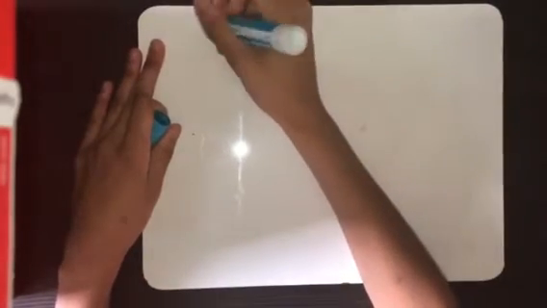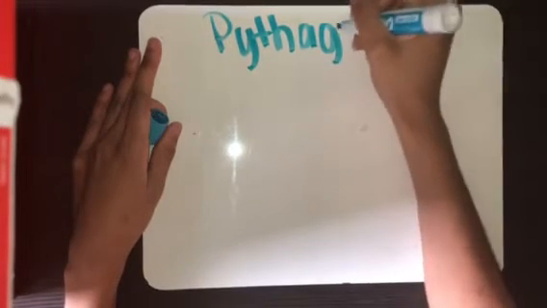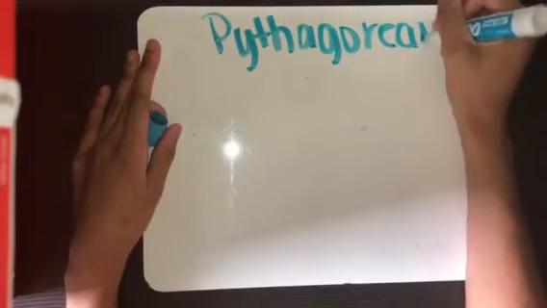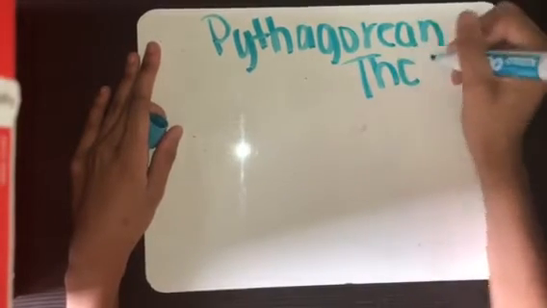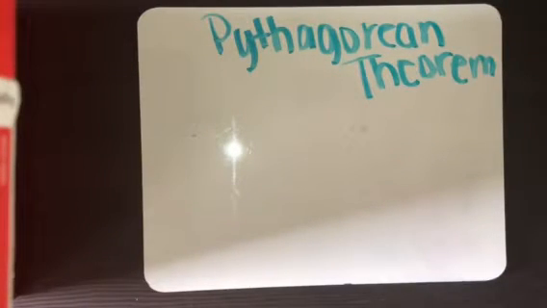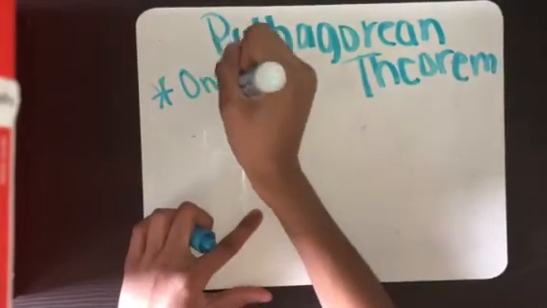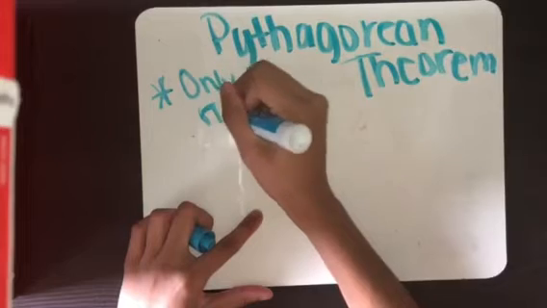Alright, yeah, so we're going to be starting our next unit, which is Pythagorean Theorem, alright? So Pythagorean Theorem is spelled Pythagorean Theorem. Alright, so the Pythagorean Theorem helps us find the different side lengths of right triangles. The Pythagorean Theorem only works with right triangles. So only with right triangles, alright?